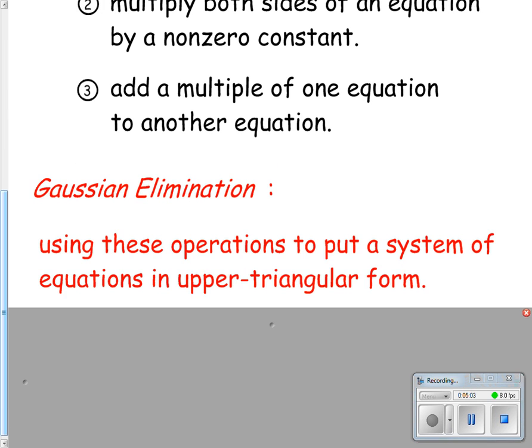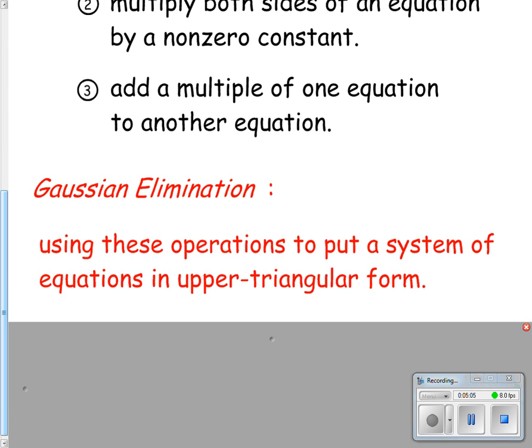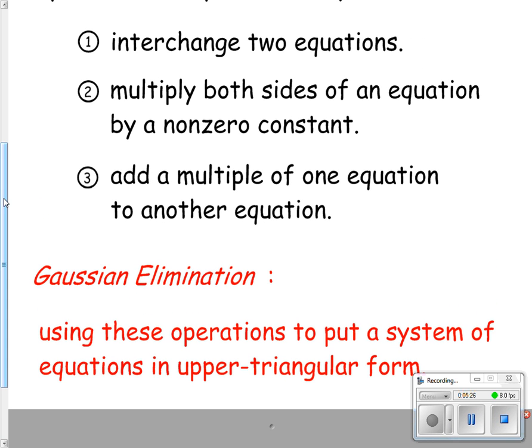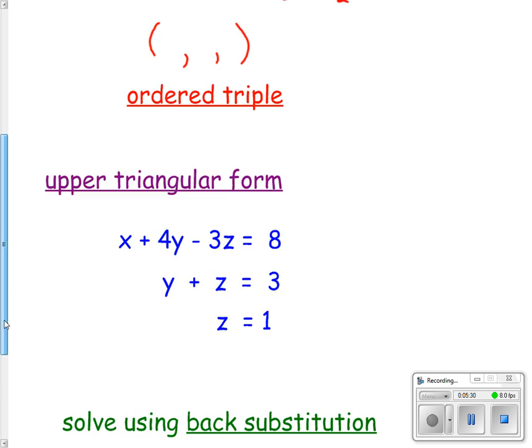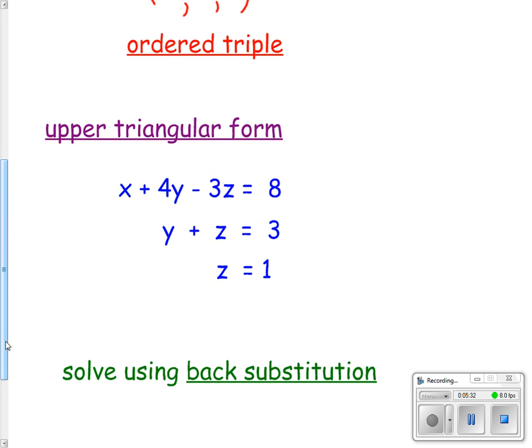This process of taking a system of equations and using these operations to put the system in upper triangular form is referred to as Gaussian elimination. So you'll see several problems on your homework which will say solve the system using Gaussian elimination. So we're going to use these three operations on our system so we can put it in that upper triangular form, which is easy to solve.